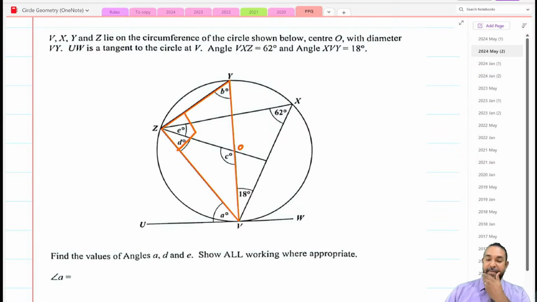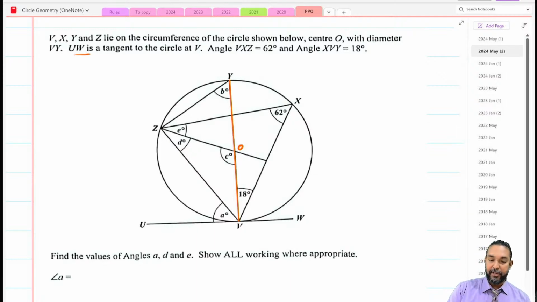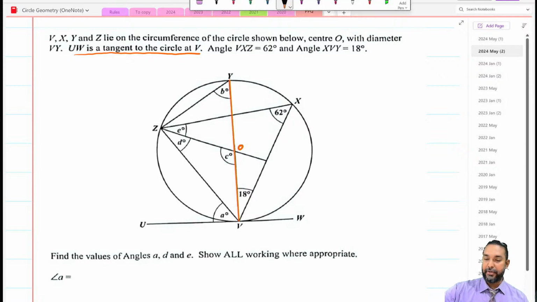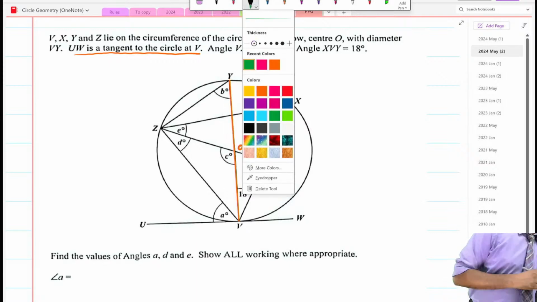So we have that the angle in a semicircle is 90 degrees. Now, what else is it telling us here? UW is a tangent to the circle at V. So UW is that line on the outside. Let's put that line in, what color do we like?